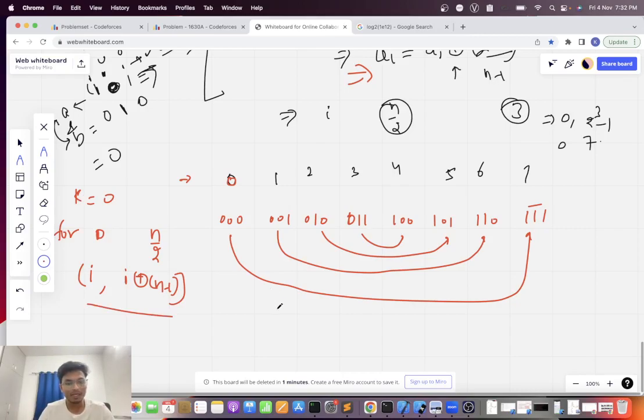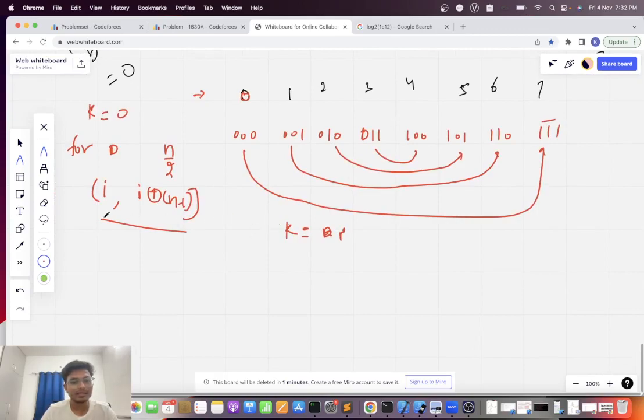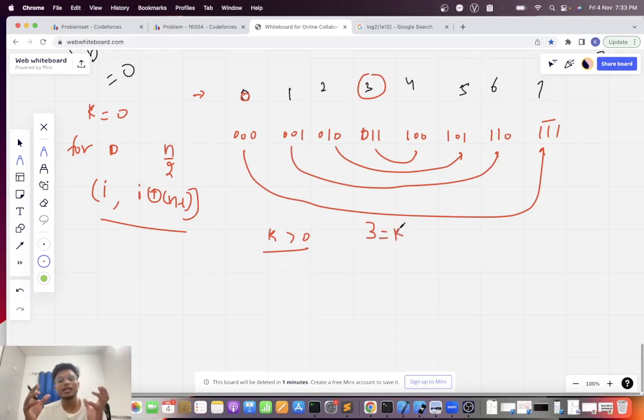Now I need something for k, n minus 1 or something other than n minus 1. Okay, now the second case is I need any other value. k is greater than 0 for all values I'm seeing. Now let's say 3, I need value 3. K is equal to 3, so I need the summation of all AI AND BI, and the operator will be 3.